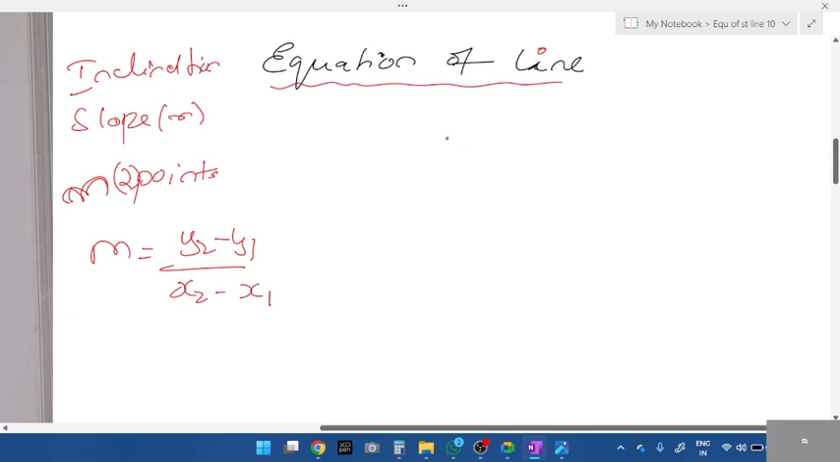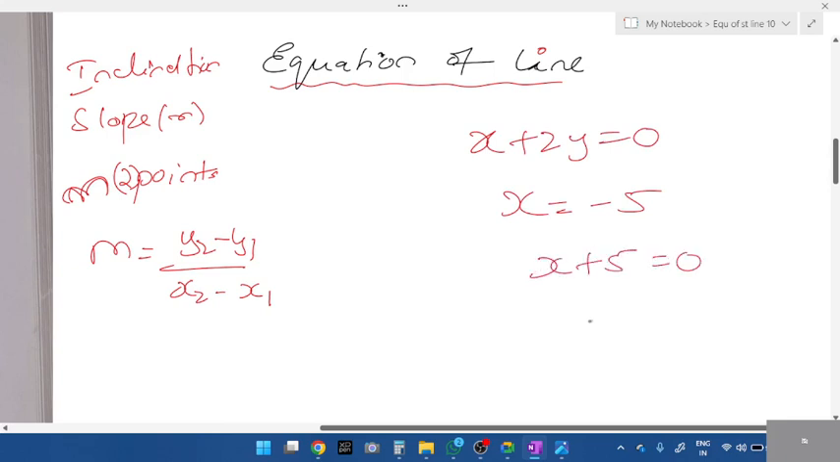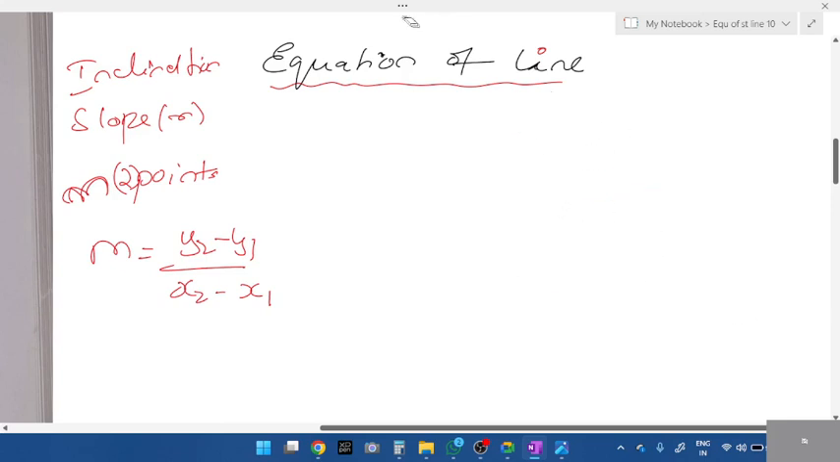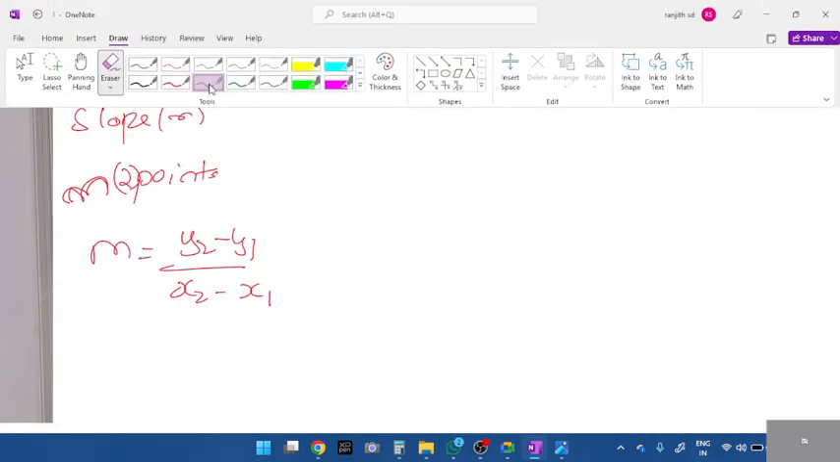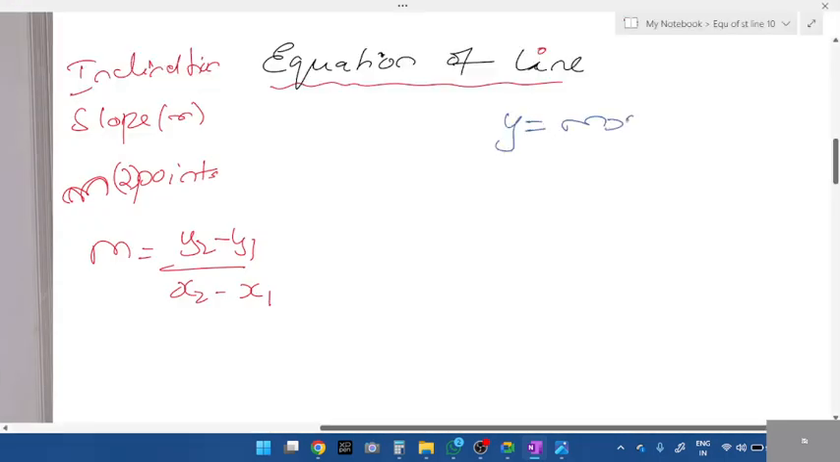When we talk about equation of a line, x plus 2y is equal to 0 is an equation. x is equal to minus 5 is an equation. x plus 5 is equal to 0 is an equation. ax plus by plus c is equal to 0, even this is an equation. Now, the main equation here is y is equal to mx plus c. Whatever questions we have, we convert in terms of this one.